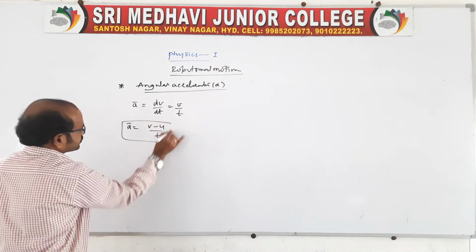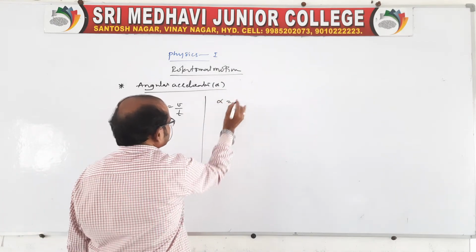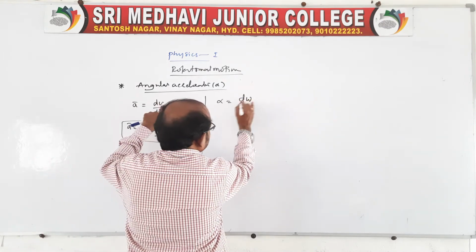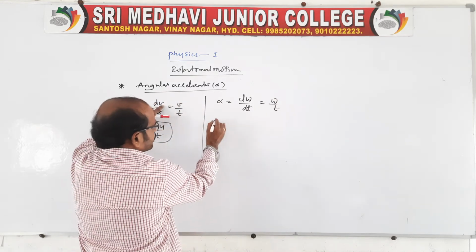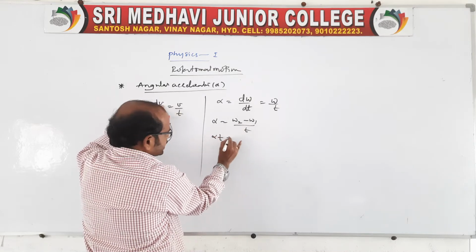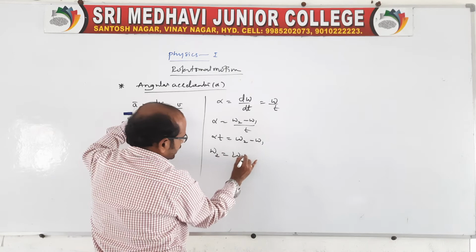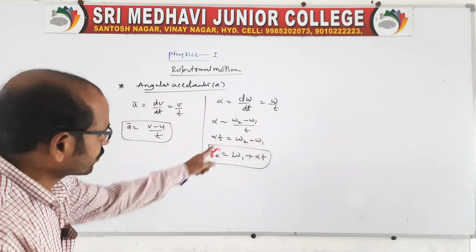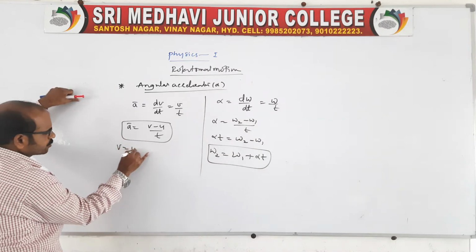Do you remember this? Motion in a straight line or motion in a plane. Now I would like to tell you angular acceleration. Instead of v, you just write angular velocity, that's all. Here we can also write alpha equals (omega 2 minus omega 1) by t. Therefore alpha t is equal to omega 2 minus omega 1. Omega 2 is equal to omega 1 plus alpha t. It is the equation of motion in rotatory motion. The equation of motion in a straight line is v is equal to u plus at.